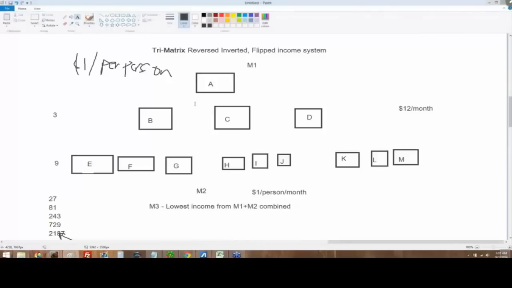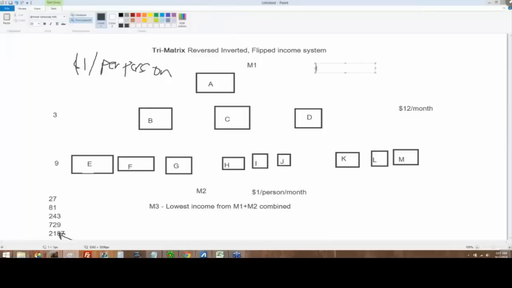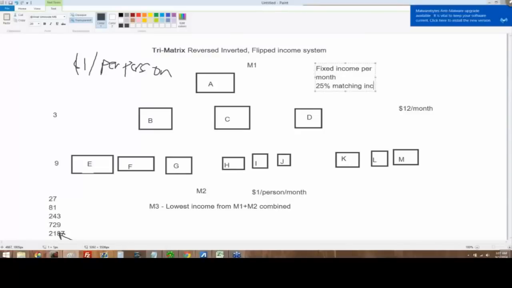Now, the obvious question becomes, what does A then get for referring B? Here's what A gets for referring B. A gets a fixed income per month, just like in DSD. When you refer somebody in DSD, you get a fixed income per month for having referred them. So fixed income per month is the first thing that A is going to get on B. And then also, A will also receive 25% matching income bonus. So whatever B makes, A is going to get a 25% matching bonus. And then he's going to get 10% on the next level, and he's going to get 5% on the next level.